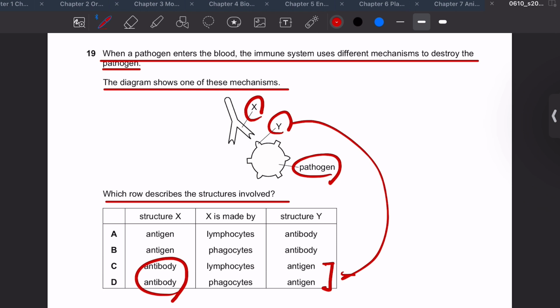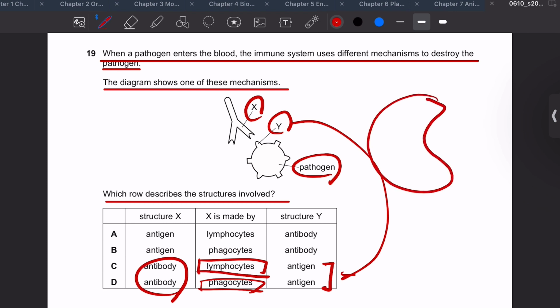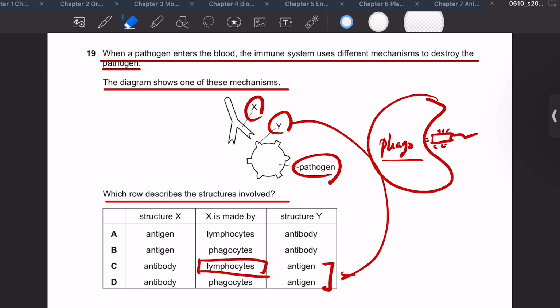And X is made by the cells called lymphocytes. Phagocytes are the immune cells that engulf the pathogens, which means they ingest or consume the pathogens. The word phago means to eat, and cyte means cells. So cells that eat are phagocytes. The lymphocytes produce antibodies to protect our body. So the answer should be C.